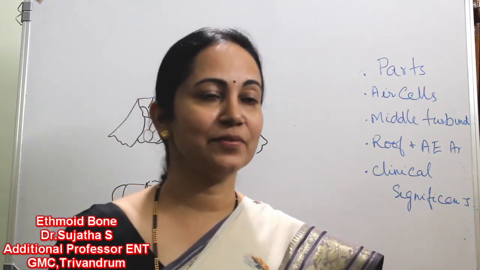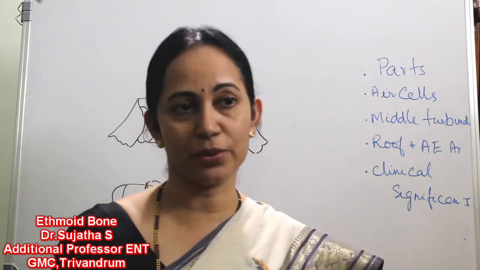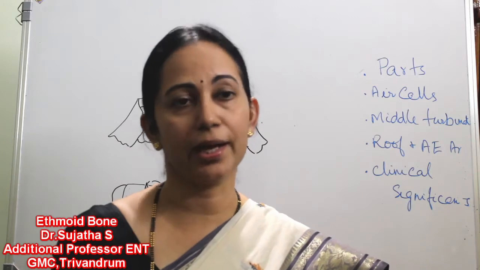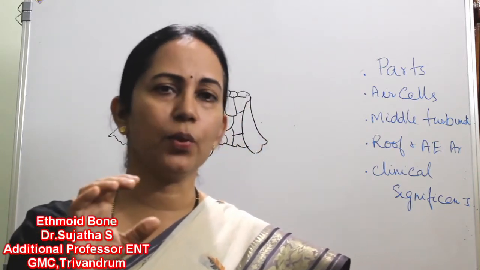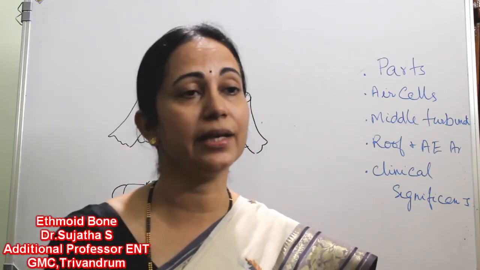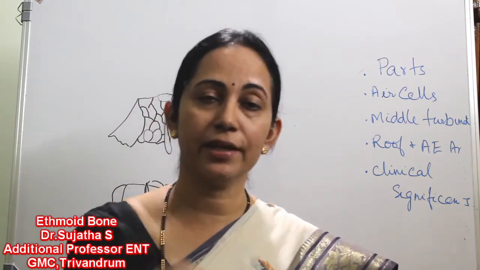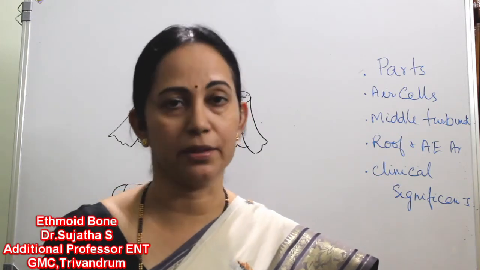In the earlier classes, we talked about the frontal, then maxillary and sphenoid sinus. And what is remaining now? It is the ethmoid bone and the ethmoid sinus, isn't it? This ethmoid bone is a very fragile, very delicate and very small bone, and it is very difficult to get it intact from a cadaver specimen.